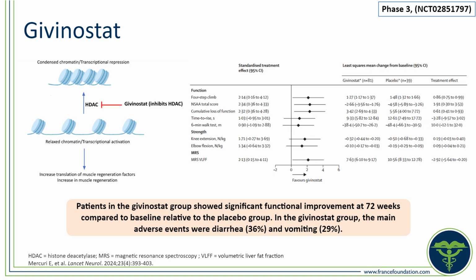And it may be too small to read, but if you are wondering, each of those lines is one of the functional measures that we spoke about previously. For example, the 4-step climb was the primary outcome measure in this study, and that is depicted on the top, but NSAA and several other timed tests are listed further down.